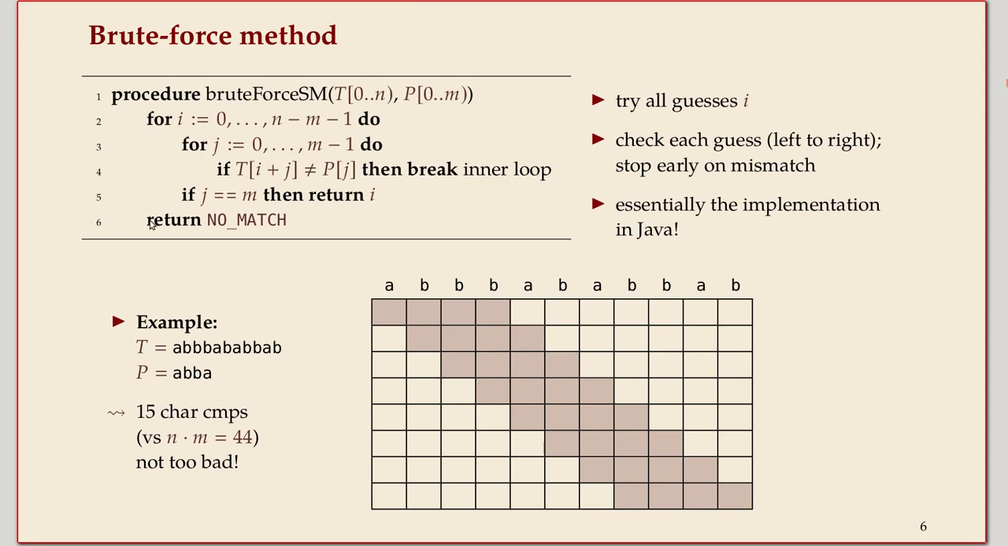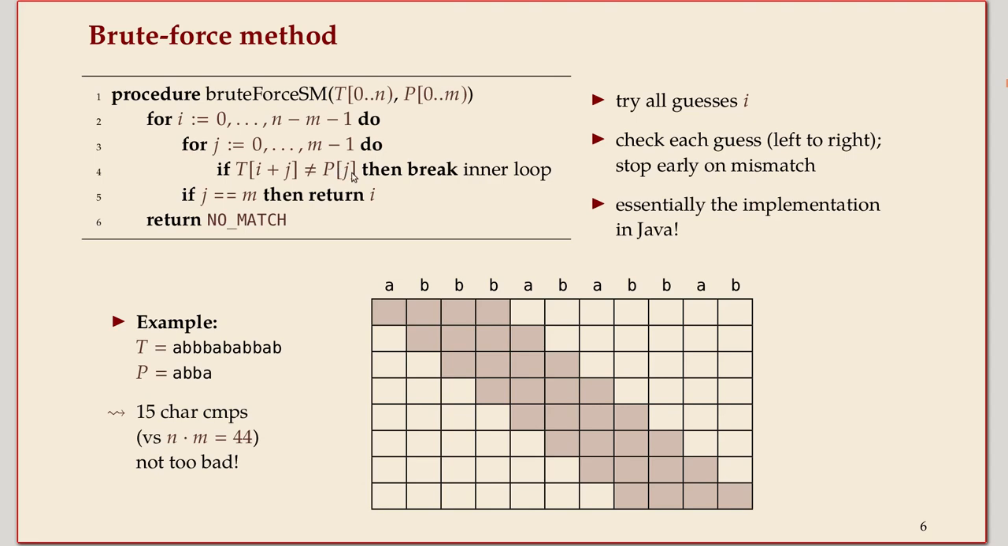That's why I'll jump right into the code. We iterate through all the guesses. i is the guess. That's the position in the text where the pattern might start. For each of these guesses, I go through all the characters in the pattern, and then I compare. If the character in the text at that position does not match the character in the pattern, then I have disproved this guess i, so I can skip the rest of this inner loop. That's what break inner loop means. Well, jump to line 5.